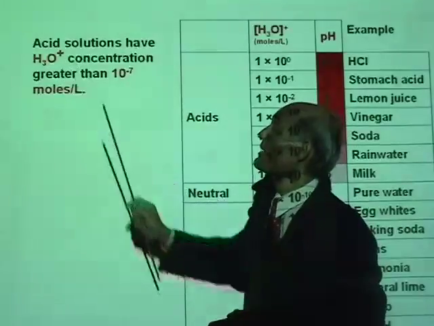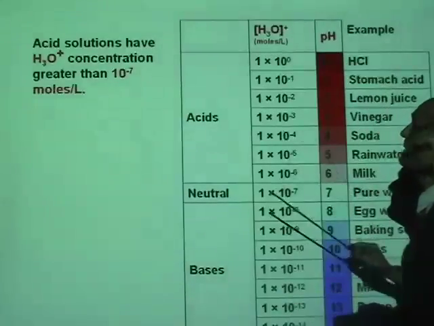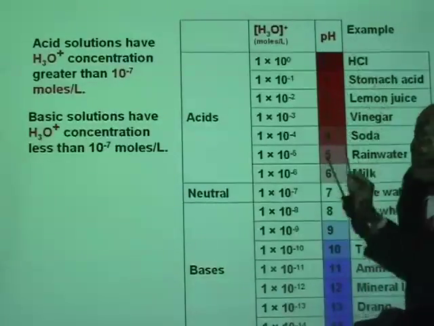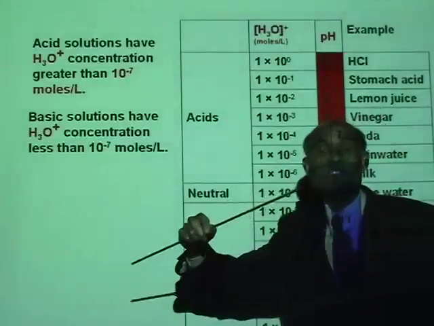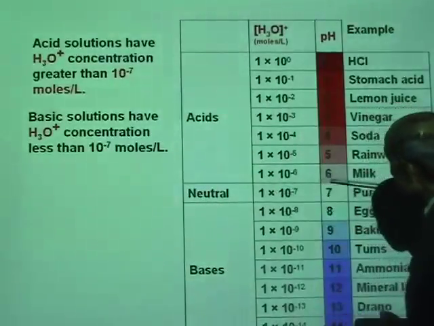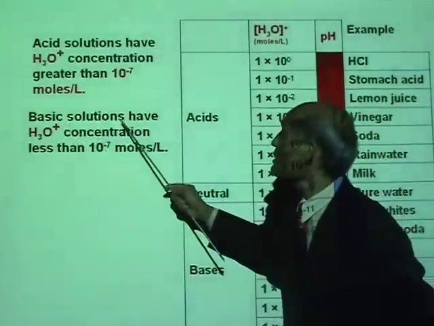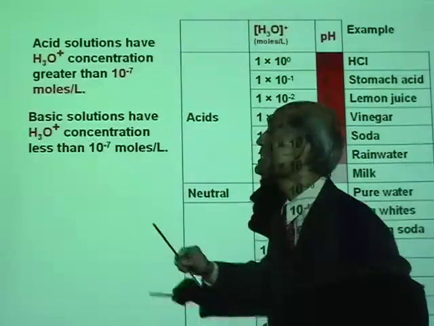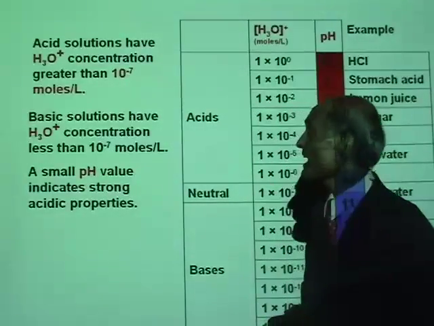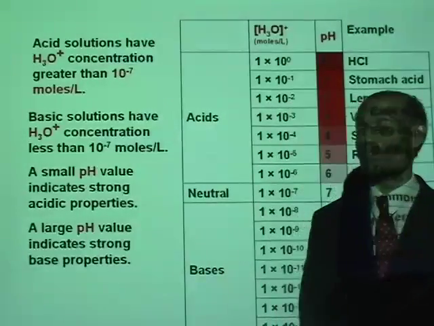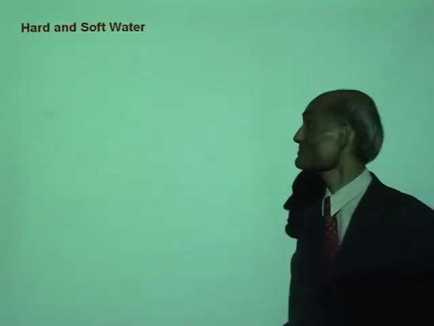So as you go down, these numbers are becoming smaller and smaller. Acid solutions have hydronium ion concentrations greater than 10 to the -7. That means the pH values are less. You understand that, don't you? As the pH values become smaller and smaller, the acid concentration is increasing. As the pH value gets higher and higher, the acid concentration is decreasing. So basic solutions have hydronium concentrations less than 10 to the -7 mole per liter. A small pH value indicates strong acid properties, and a large pH value indicates strong base properties.